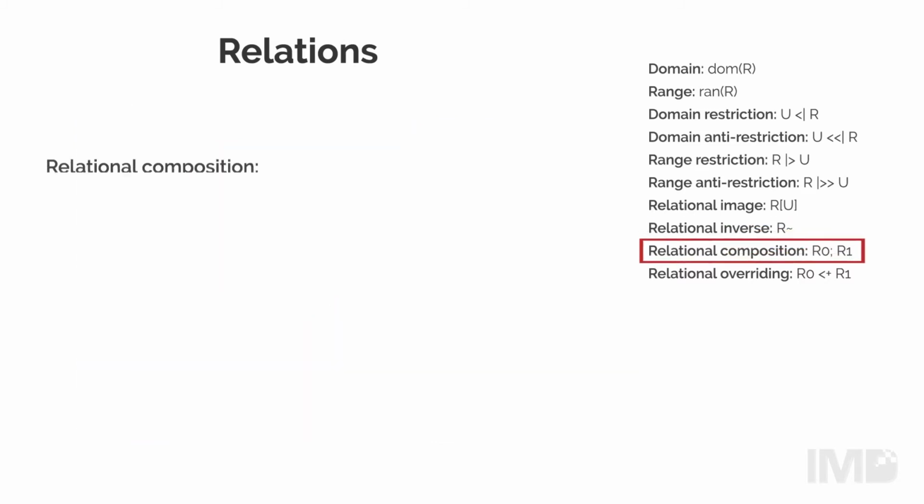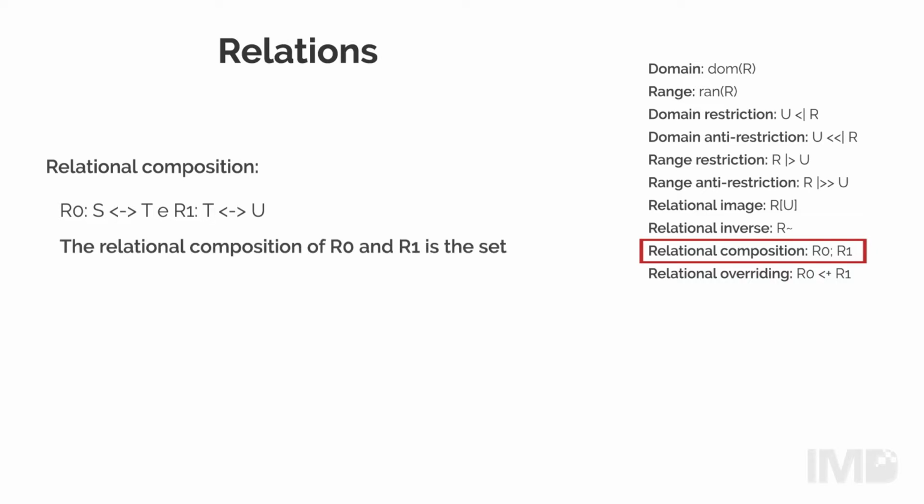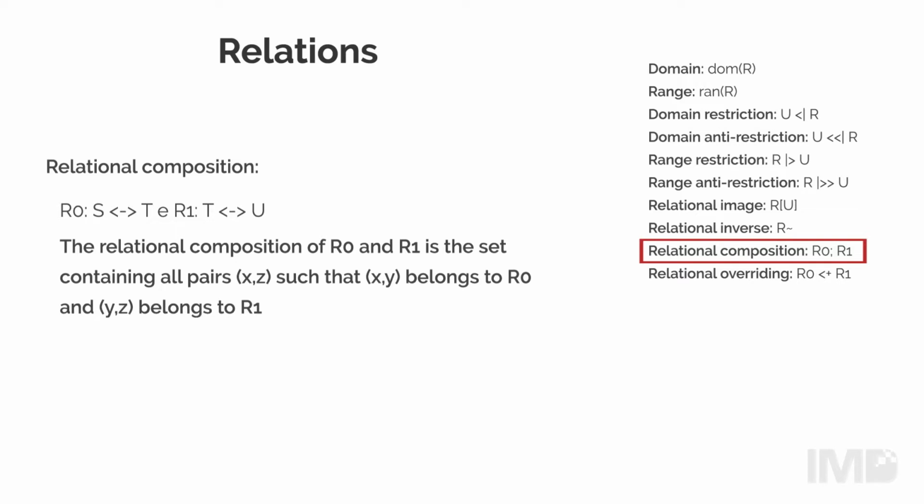The next operation is the relational composition. This operation composes two relations. For example, if we have a relation R0 between sets S and T, and the relation R1 between sets T and U, the relational composition of R0 and R1 is a set containing all pairs X and Z, such that X and Y belongs to R0 and Y and Z belongs to R1.